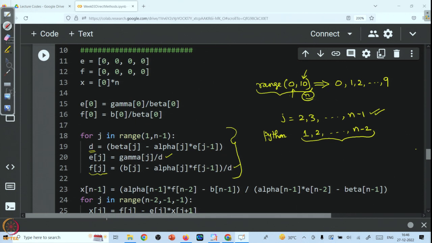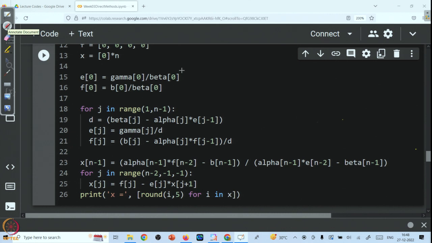In that way, you are saving some operations, right? You can also put this expression explicitly here as well as here, but that will unnecessarily involve one additional arithmetic operation. Just to avoid that, I have computed it once and then plugged in those values in the expressions of E and F. Now you can see that we have found E naught, F naught, and then all the others right from j equal to 1 to n minus 2.